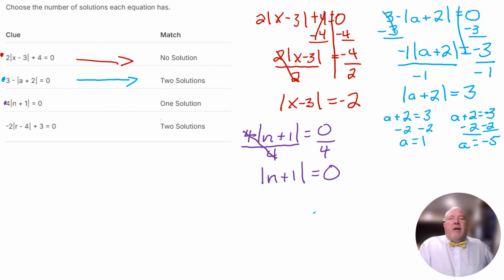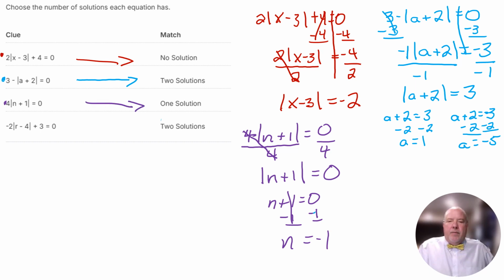On the last problem, remember, I broke it into two parts, equals 3 and equals negative 3. Here, there's no such thing as positive or negative 0, so you can't break this apart. The only thing you can do is solve n plus 1 equals 0. You would subtract 1 from both sides, that would go away, and you'd get n equals negative 1. And so you'd get one solution. When the absolute value is equal to 0, you're going to get just one solution.